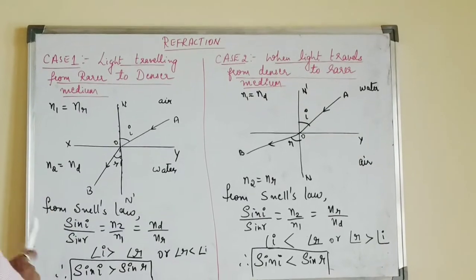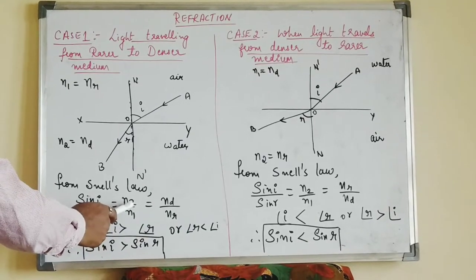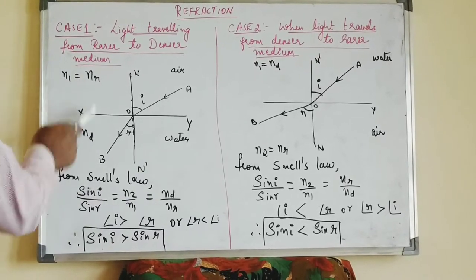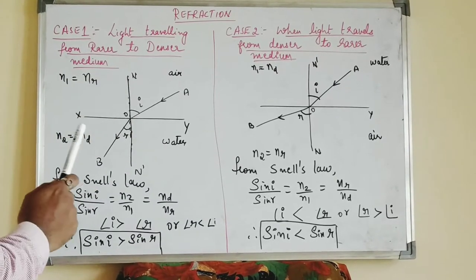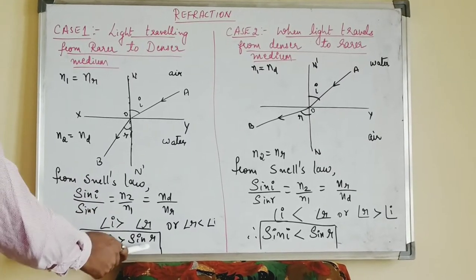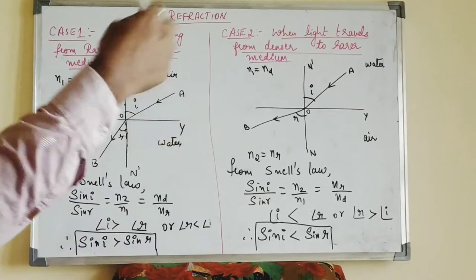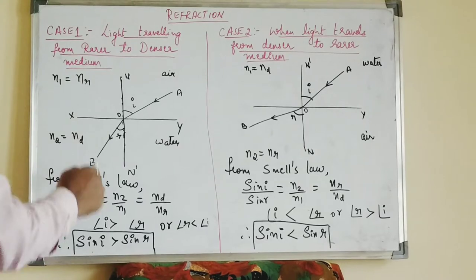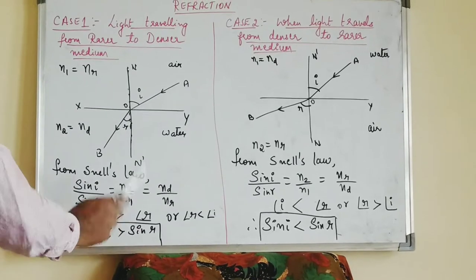Now, apply Snell's law. From Snell's law, sin i by sin r is equal to n2 by n1. n2 is water, n1 is air. That means n2 is the denser medium, nd, and n1 is the rarer medium, nr. Now, you know that the angle of incidence i is greater than the angle of refraction r. That's why the sine of the angle of incidence is also greater than the sine of the angle of refraction. If i is greater than r, naturally the sine function associated with those angles will also be greater. That is, sin i is greater than sin r. So that is the first case.